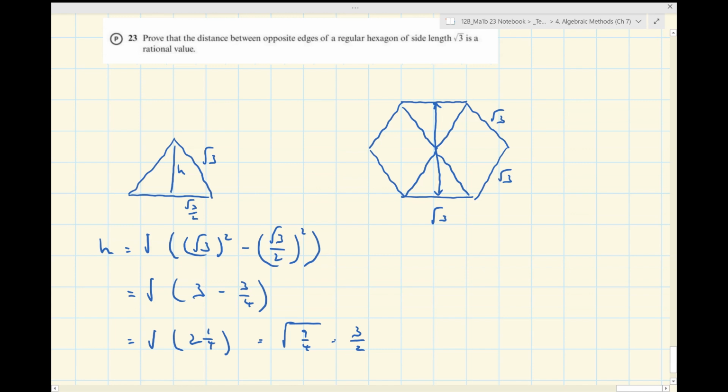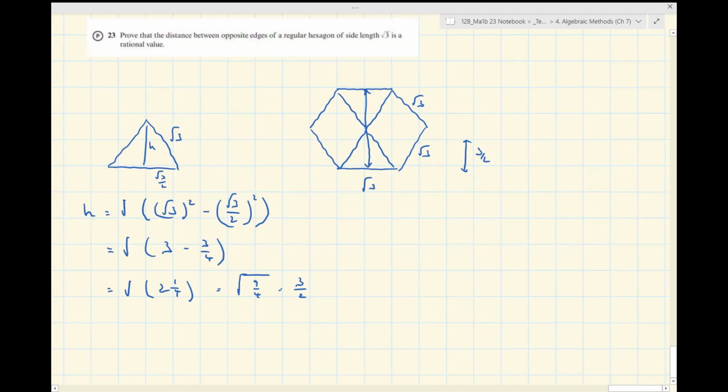So this length here is 3 over 2. Which length? That length is 3 over 2. So the whole distance is going to be twice that, isn't it? So the distance is going to be 3 over 2 times 2, which equals 3, which is rational. So I have proved that the distance between the opposite edges of a regular hexagon is a rational value. In fact, I've shown it's 3, but I proved it's rational. End of question 23.